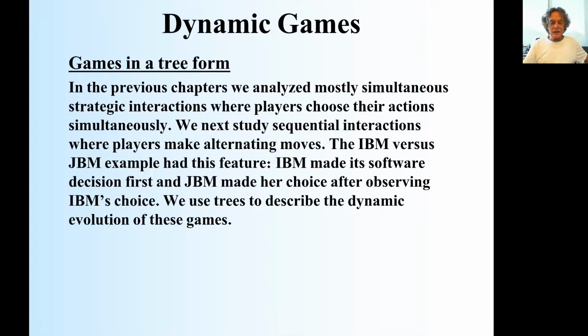Okay, we're back to dynamic games. And games, you can describe them in a tree form. So in the previous chapters, we analyzed mostly simultaneous strategic interactions where players choose their action simultaneously, like Prisoner's Dilemma games or any games in a table. Typically, the assumption is that the game is played simultaneously.